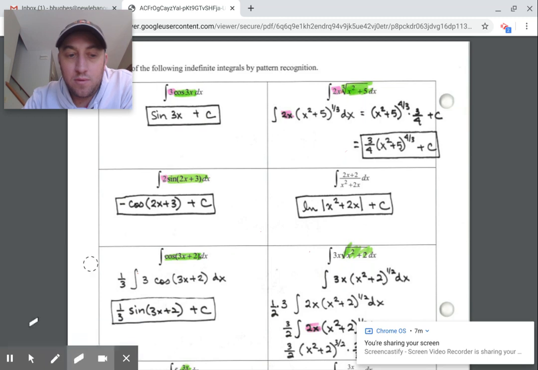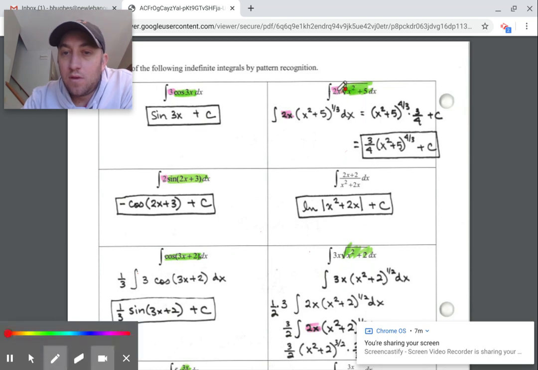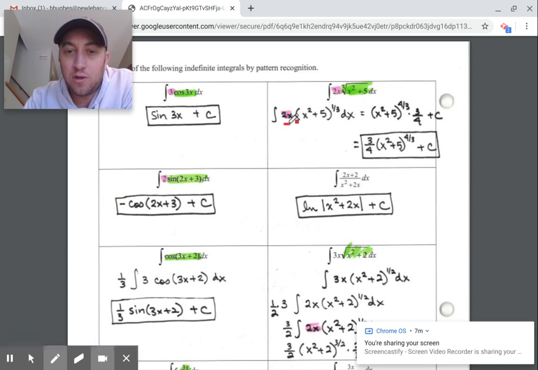This next example, we really have, if I were to rewrite this, instead of the cube root, I'm going to write it as x squared plus 5 to the 1/3 power. So do I have the derivative of the inside showing up in the integrand? So the derivative of x squared plus 5 is just 2x. So yes, we do. Okay, so now I'm just thinking, working backwards using the chain rule.